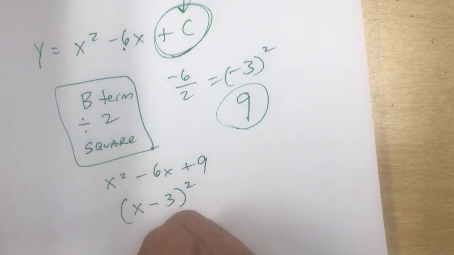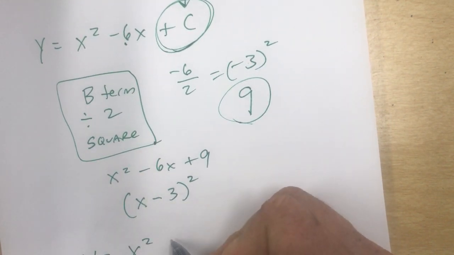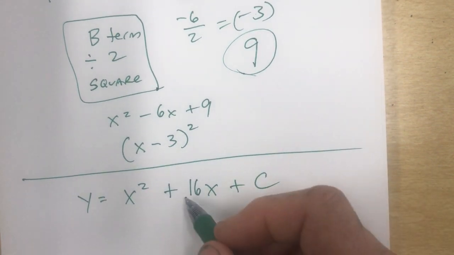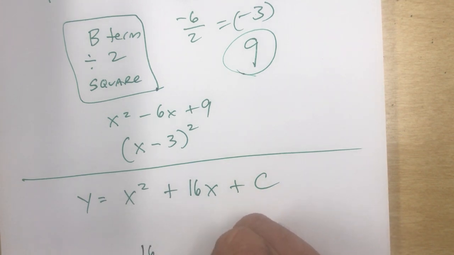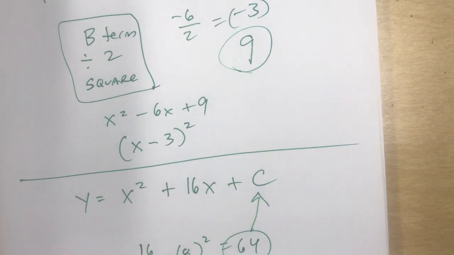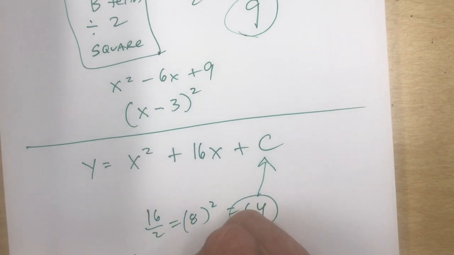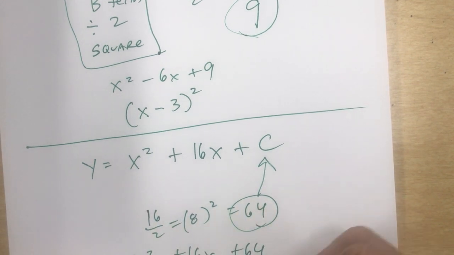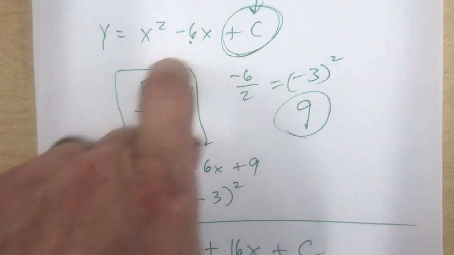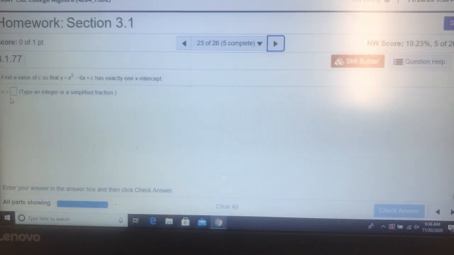So here's another one. Suppose this was it. All right, well, I take my 16, divide by 2, which is 8, then I square it. 64. C would have to be 64 on this one. And that gives us x squared plus 16x plus 64, which is x plus 8 squared. It's a perfect square. Anyway, my answer is 9 for that problem. So that's how you do this. You just take your b term, divide by 2, and square it, and that gives you a perfect square trinomial. All right, so 9.